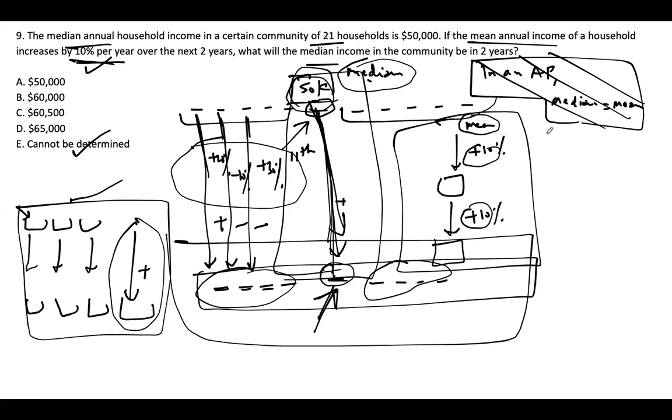But over here, it says the mean annual income of a household, which means that all of the households' mean annual income is increasing by 10%. It doesn't say the mean annual income of all the households taken together increases by 10%. But that's what it means. Mean annual income of a household, or for more clarity, per household, you say.